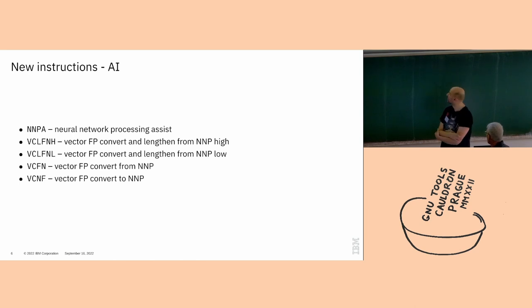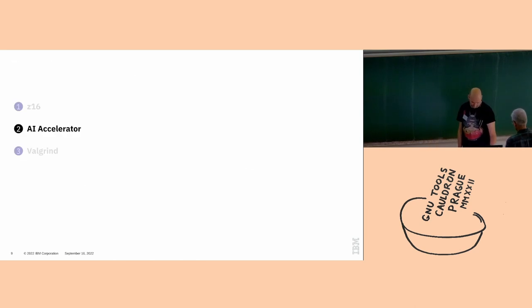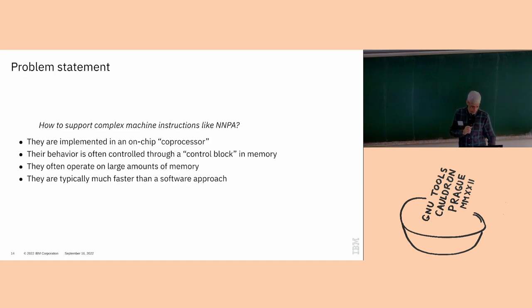Yeah, okay. So with all these accelerators, we actually ran into some problems with the tooling. Andreas can talk about this. I stumbled on this in the context of Valgrind. Valgrind is not a GNU tool per se, but I'm still talking about it now. Bear with me. We have already seen that we not only have this NNPA instruction, but also this compression instruction. In general, how do we support such instructions in tools like Valgrind?